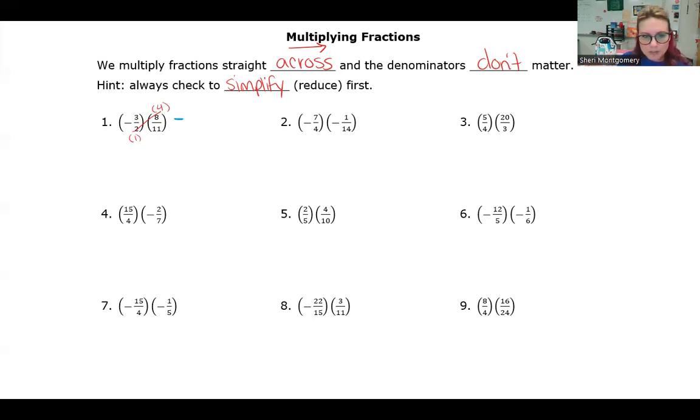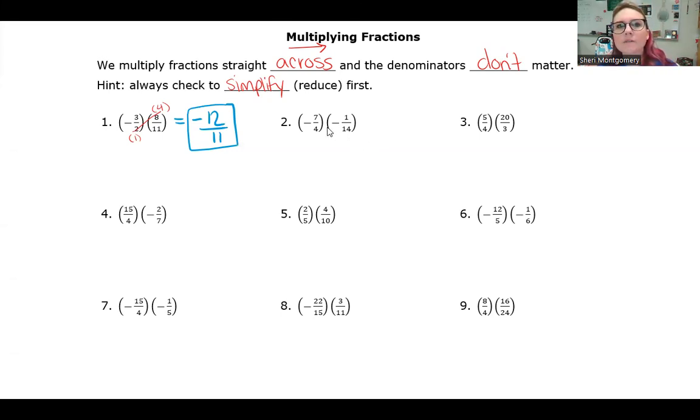And now when I multiply straight across, it's a negative times a positive, so the answer will be negative. Then when I look across the top, I have 3 times 4. That's something we can do in our head. That's 12. And the bottom, I have 1 times 11. If you do that, you usually don't ever have to simplify in the end because it's already simplified. That's it.